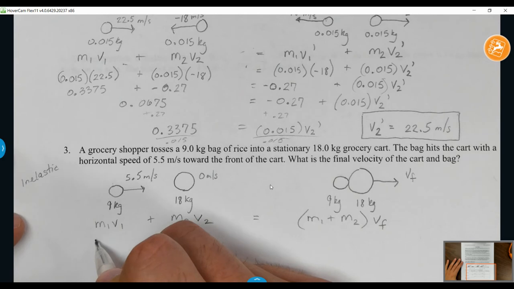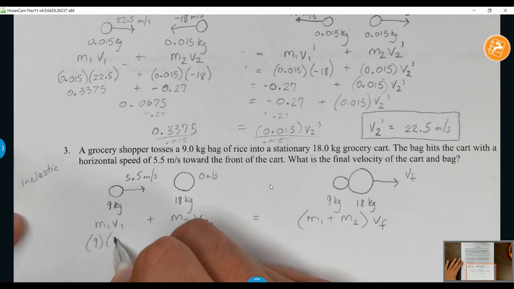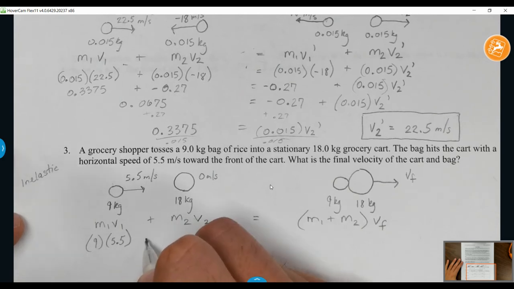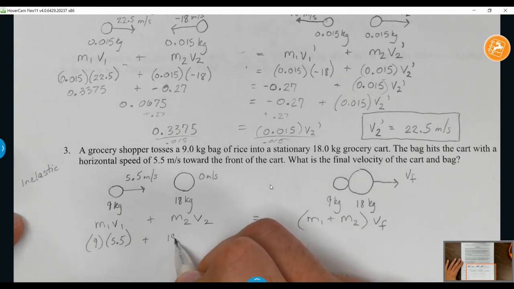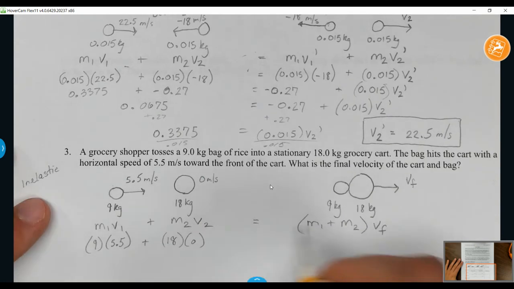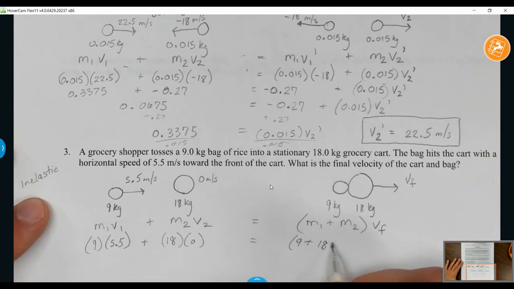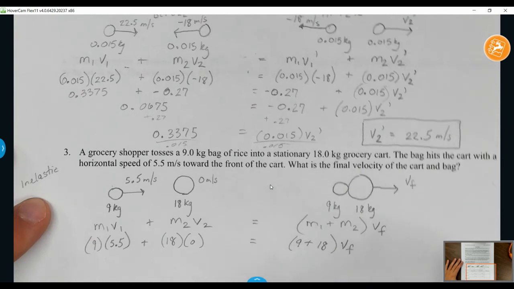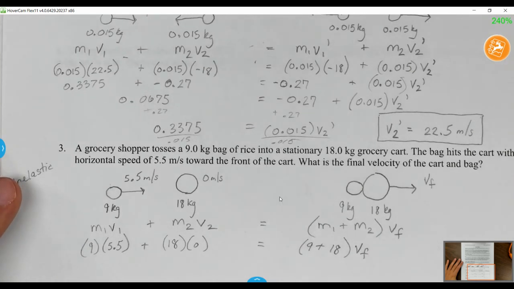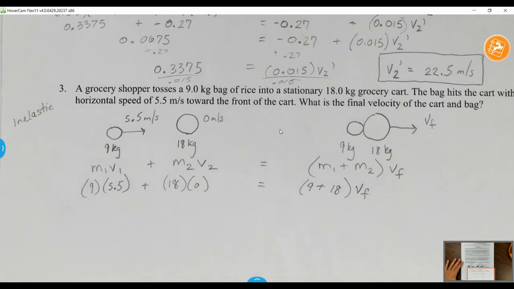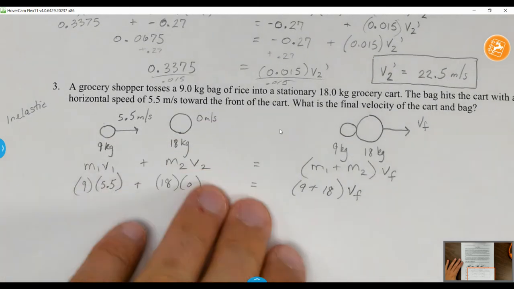So you're going to have 9 times this 5.5 plus 18 times 0 equals 9 plus 18 times VF. And then you guys will go through and you will solve. Okay. So I gave you a good setup here. Your job is going to be to go through and finish that one off.